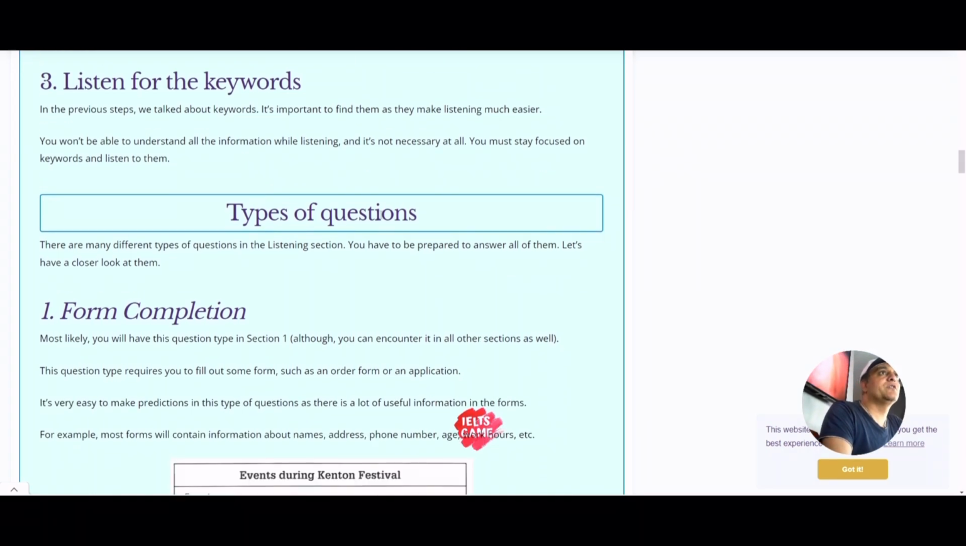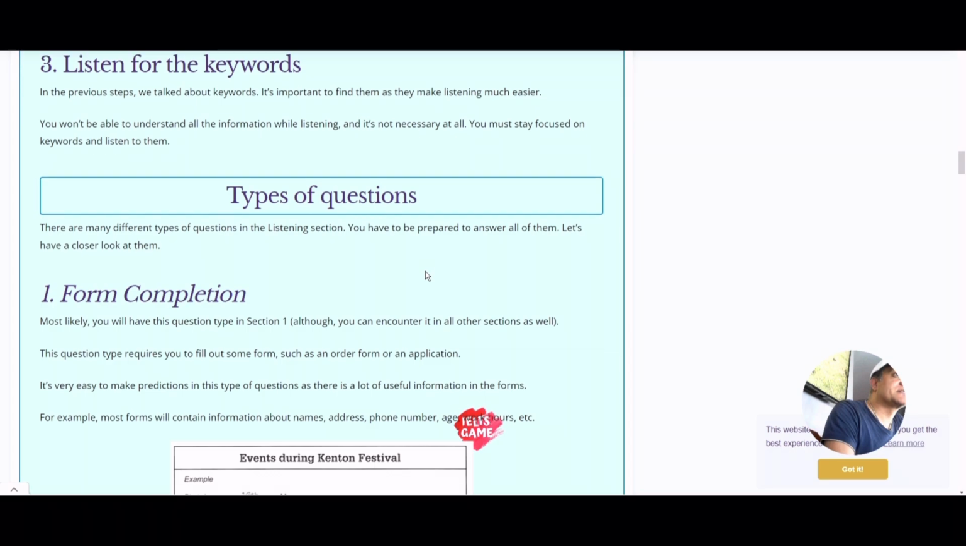Listen for the keyword. Sometimes it gives you a specific number. I booked a hotel with 2 bedrooms. The 2 is important. The type of the bed in the bedroom in the hotel, king size, queen. This is very unique information, a keyword to answer the IELTS.